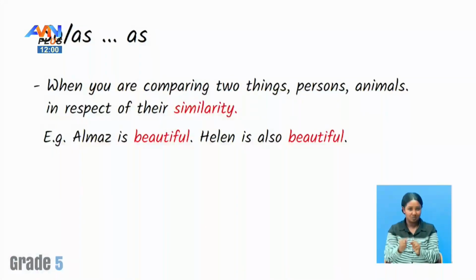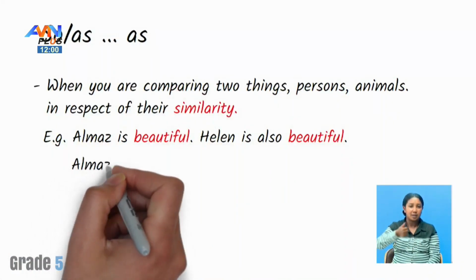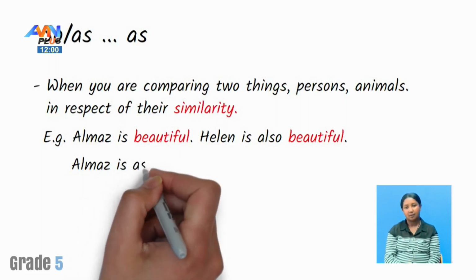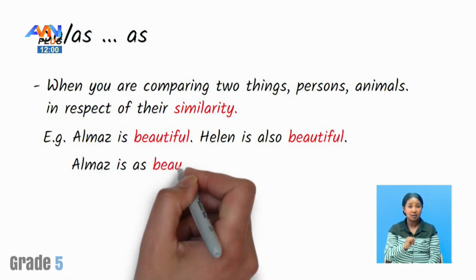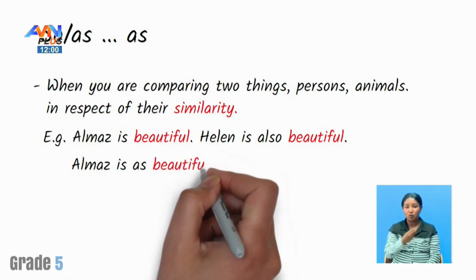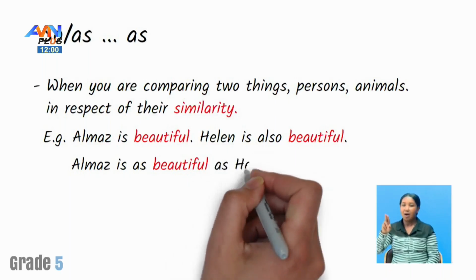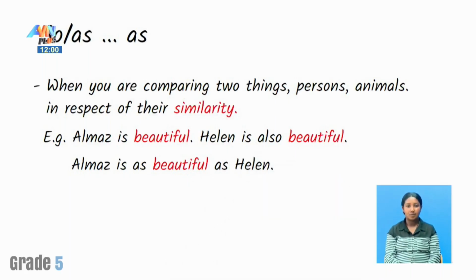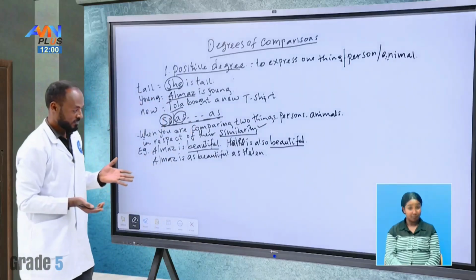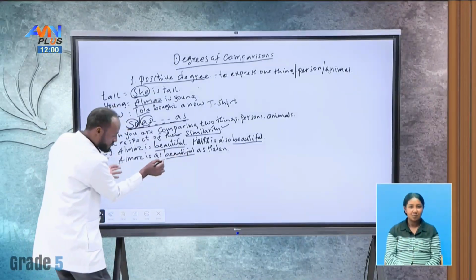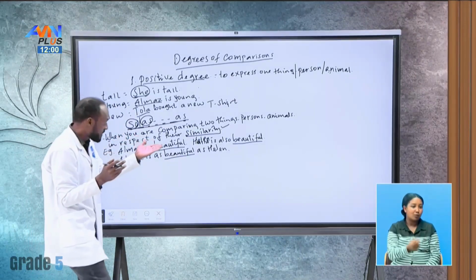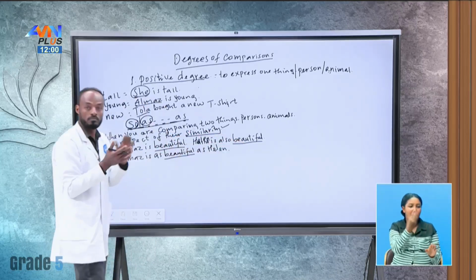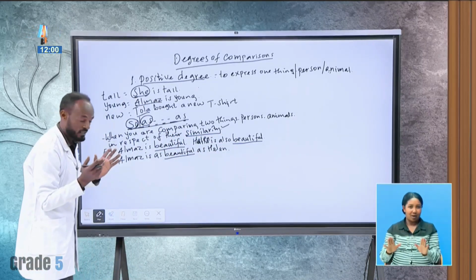Here, Almaz is as beautiful as Helen. Come on. We took only one beautiful because there are two beautiful here and here. They have the same quality.